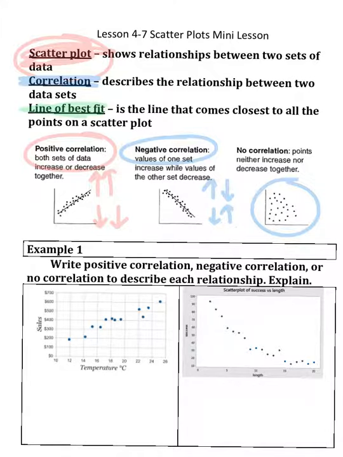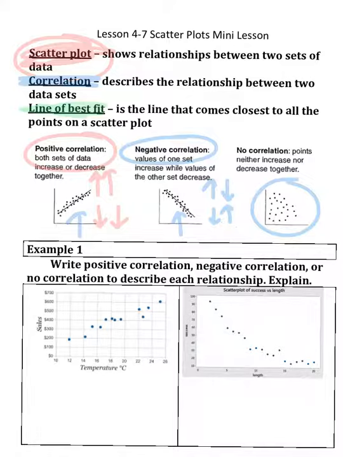Now occasionally you might have a positive correlation that you don't consider to be extremely strong, meaning they are generally going up together, but it's kind of more spread. That could be considered a weak positive correlation, whereas this one here would be a strong positive, and this one here would be a strong negative.